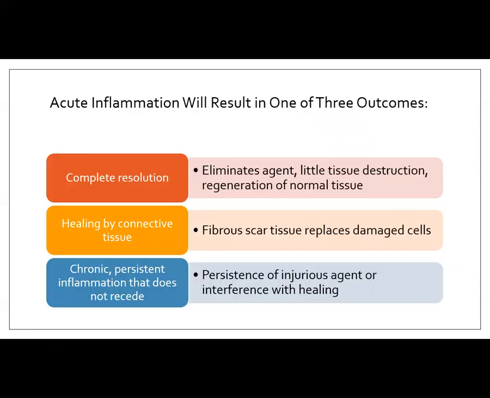So acute inflammation will result in one of three outcomes. You'll either have complete resolution, so this eliminates the agent, with little tissue destruction and regeneration of normal tissue, or healing by connective tissue, so that's fibrous scar tissue, such as a keloid, which replaces damaged cells, or you're going to have a chronic persistent inflammatory response that does not recede. So that's persistence of the agent or interference with healing. So like I said, you can either have complete resolution, with a scar basically, or chronic inflammation.